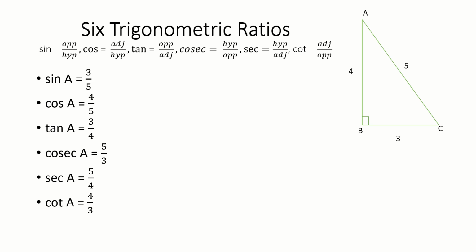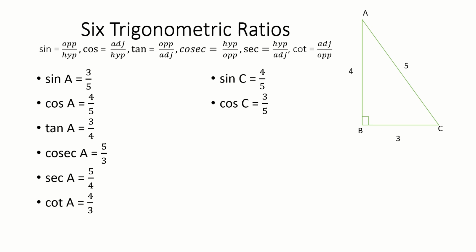Now I want you to write or imagine what would be the answer for the trigonometric ratios for angle C. Let's start with sine C. What is sine? Opposite over hypotenuse. So what is the opposite and what is the hypotenuse? That's right. Opposite side is 4 and hypotenuse is 5. So it is 4 over 5. What is cos C? Yes, that's right. It's adjacent over hypotenuse, that is 3 over 5.